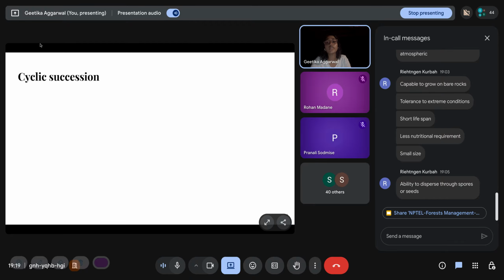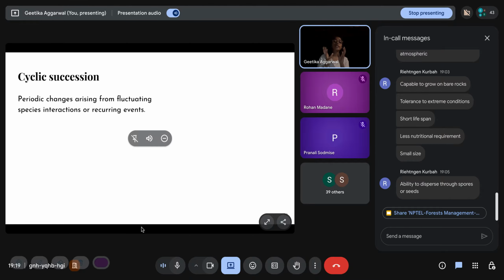Then there's the third thing, which is called cyclical succession. It's basically periodic changes arising from fluctuating species interactions or recurring events. Even in a secondary succession, it was a chance event. A forest fire happened, and now again a climax community can exist. But in the case of cyclic succession, these changes keep happening again and again. They're periodic changes, and they keep happening either because of interactions or because of some sort of a recurring event.